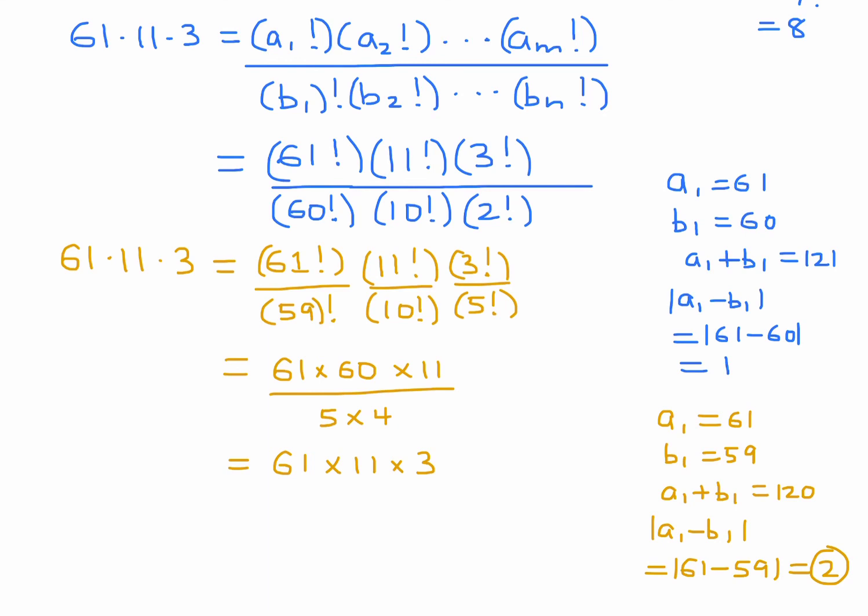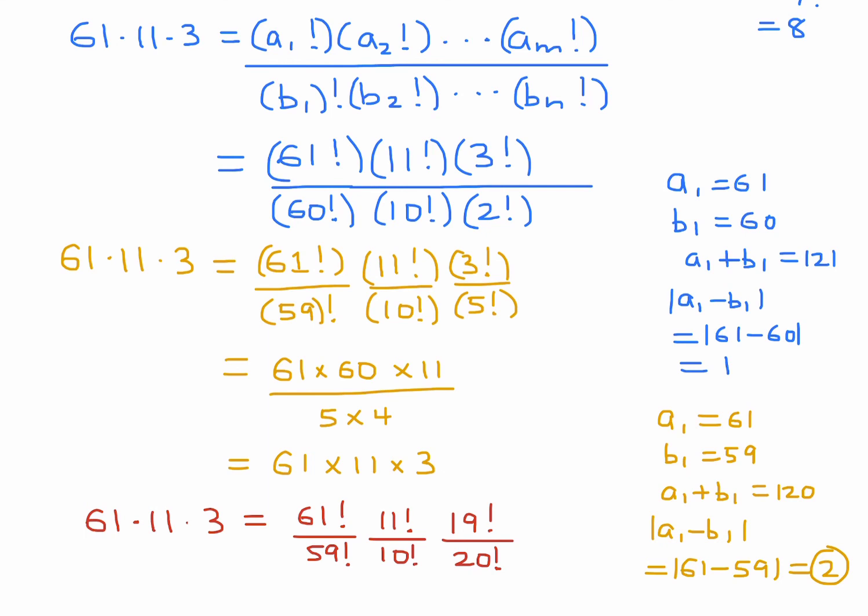Interestingly, there's one more way which gives you the same answer. That is 61 times 11 times 3. If you broke it up as follows. 61 factorial over 59 factorial, so the same way. 11 factorial over 10 factorial, that's fine. But then you write 19 factorial over 20 factorial. That's another way of making this.